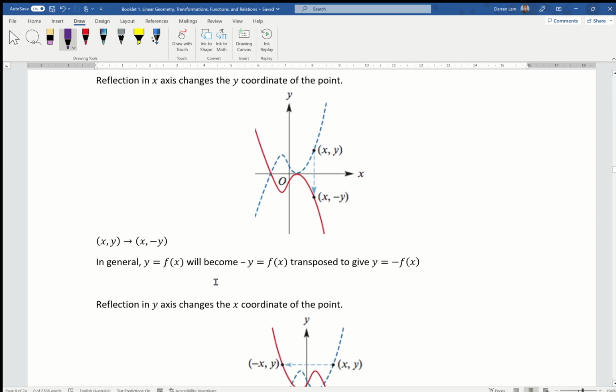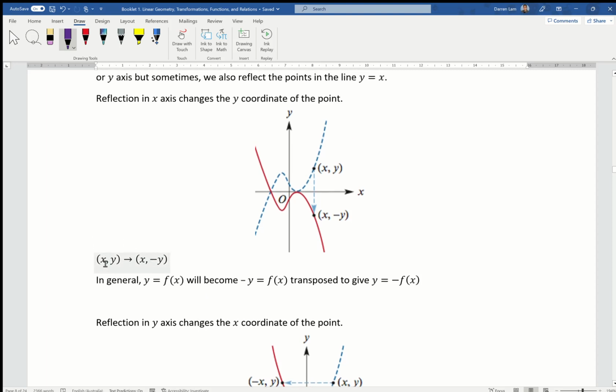So in general, this is our coordinate mapping. x, y maps to x, negative y. In general, y equals f of x will become negative y equals f of x, or y equals negative f of x. Okay, so that process right there is that general coordinate mapping. You don't need to memorize that, but note that f of x becomes negative f of x. That's a reflection in the x-axis.